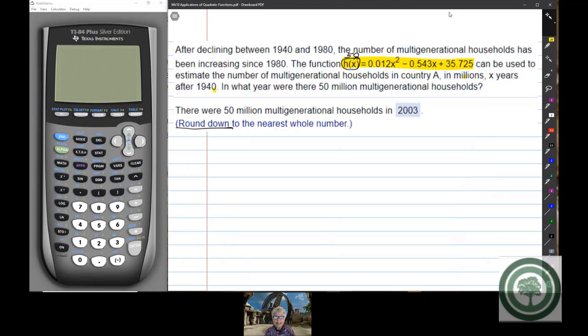After declining between 1940 and 1980, the number of multi-generational households has been increasing since 1980. This function, highlighted in yellow, can be used to estimate the number of multi-generational households in country A in millions. So the households are being measured in millions. X years after 1940. In what year were there 50 million multi-generational households? So I put a 50 up there.